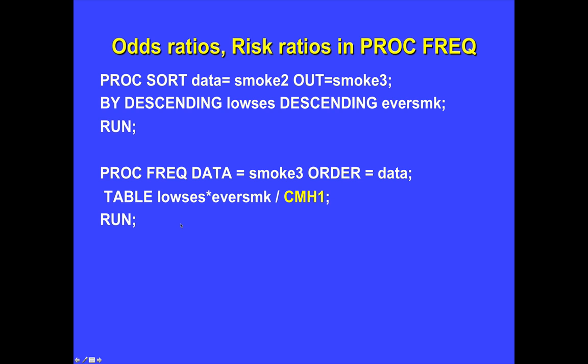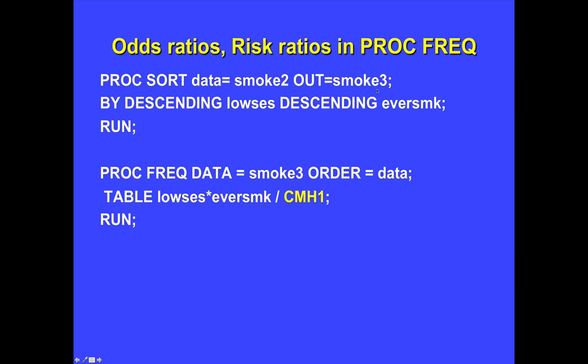Then once you have that operationalized within a data step, the next thing that you would need to do is sort the data set by descending order according to values of the two variables that you want to cross-tabulate. In other words, we want to sort this data set SMOKE2 according to the low SES variable and the ever smoking variable, and I want it sorted in descending order. So essentially the values of 1 will come first in the data set. And then you can run a proc-freq on that new sorted data set.